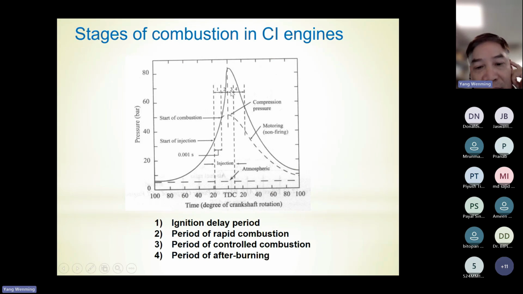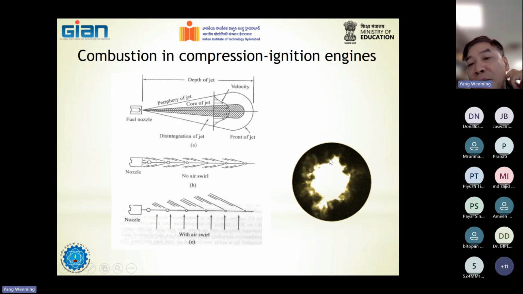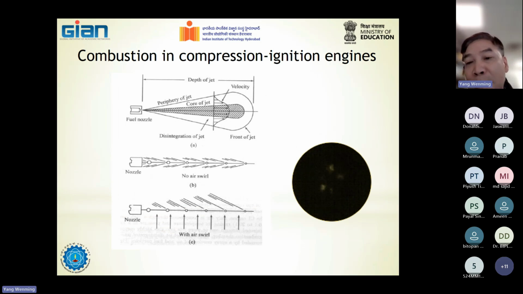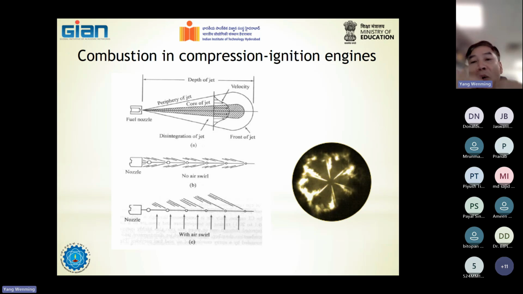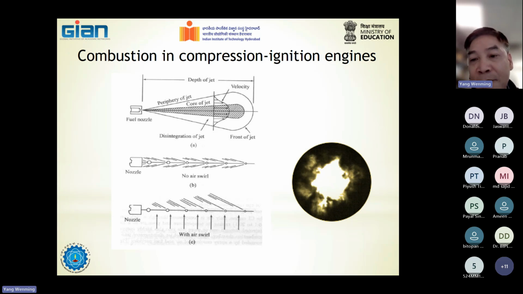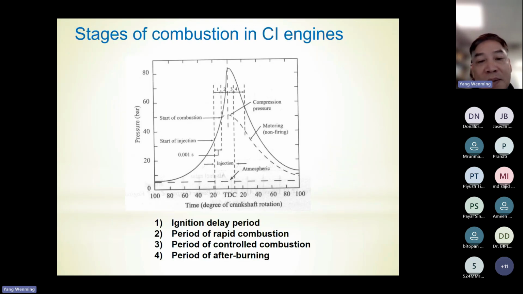So the third stage is the controlled combustion process, and the last one is the after-combustion process. This means that when all the fuel has been injected, the combustion process does not stop immediately, correct? The remaining fuel will continue to burn until all the fuel is burnt. So the last process is the after-burning period.